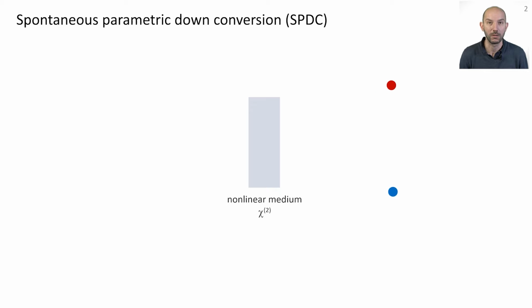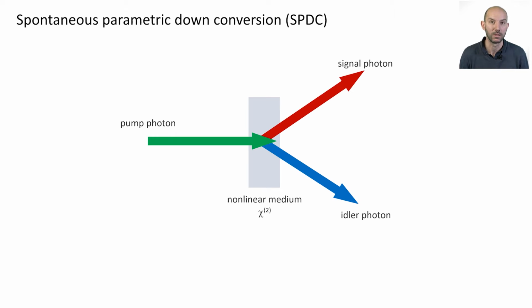In the nonlinear crystal, a pair of photons is generated from the original photon, where the resulting photon pair consists of a signal photon, the red one, and an idler photon, the blue one. The names come from the history of nonlinear optics, but we adopt these throughout this presentation.